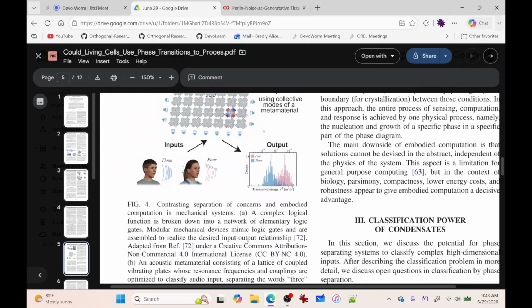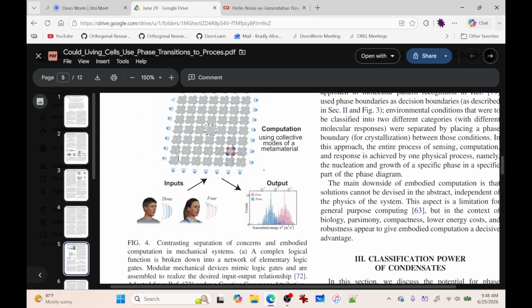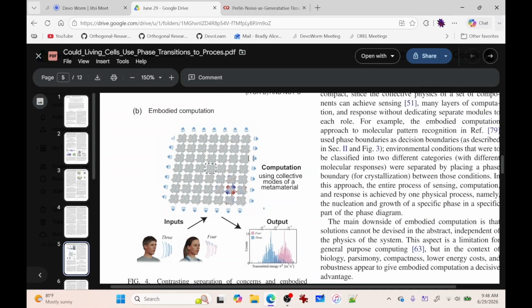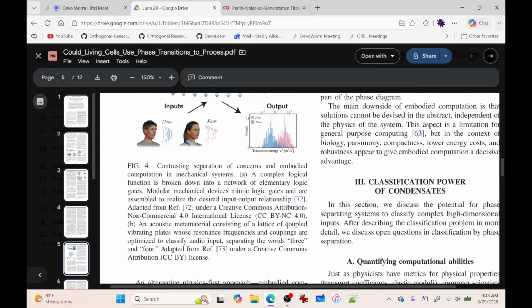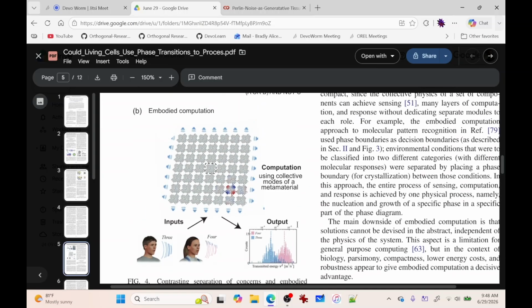And so this is where I guess someone is saying 3 or 4, and the material is responding by changing its phase. They're able to take the transmitted energy from their voice and shift things from 3 to 4. I guess that's the idea here. I don't think they've actually built anything. They're just showing a concept here.